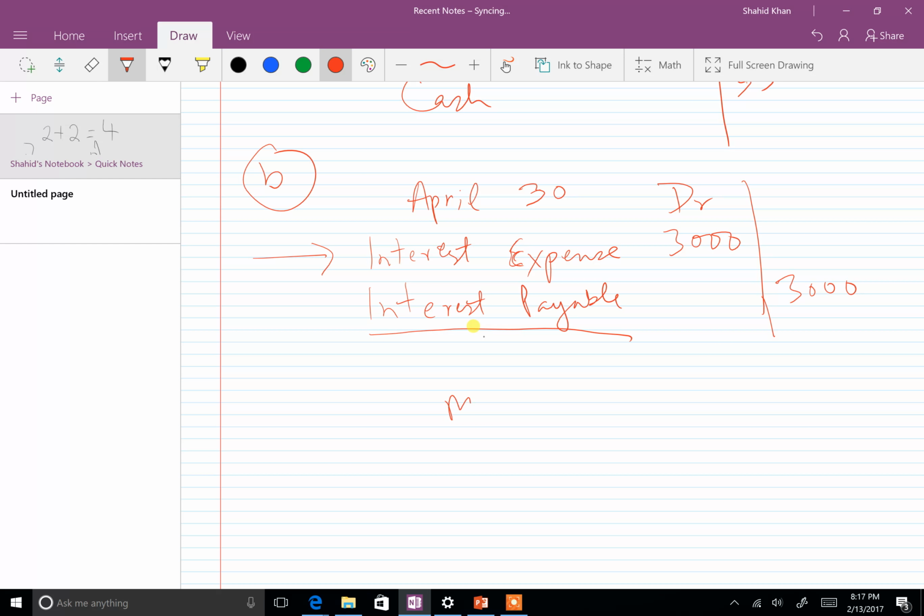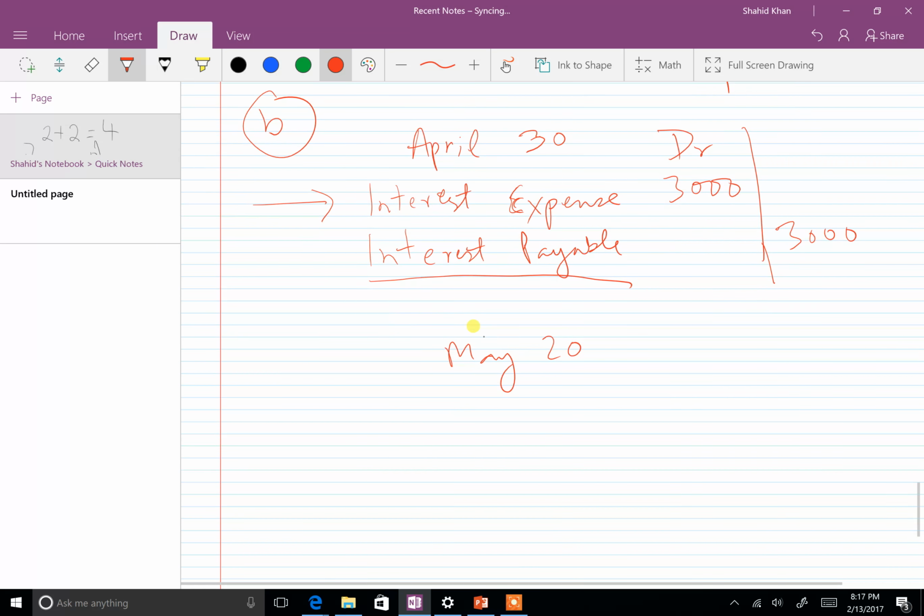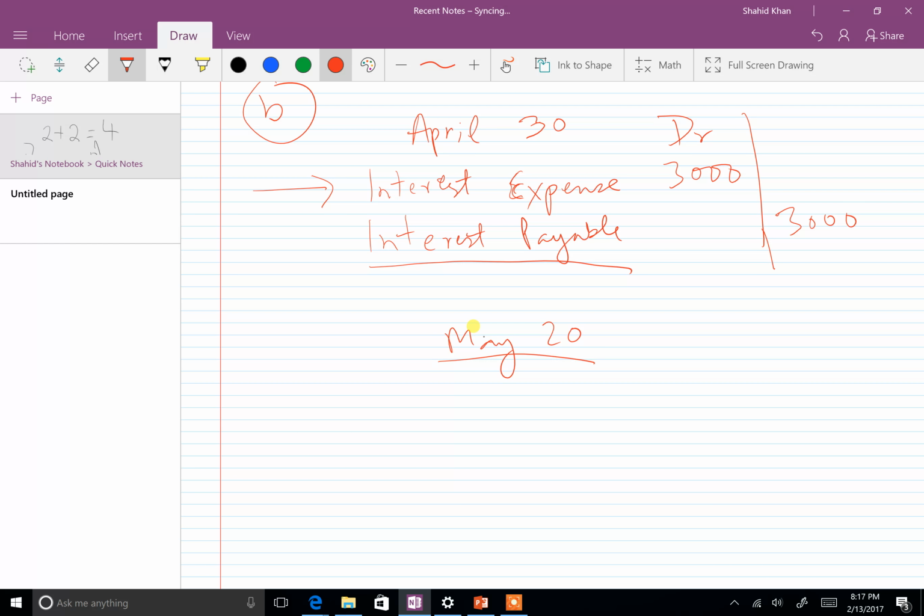So now May 20th, that's when you make the cash payment, right? The question asks how you are going to make this subsequent entry. You have created this payable, and you have to get rid of this payable which you created on April 30th, and you have to pay that. So first of all, you know that this interest payable is going to be debited for $3,000, right? And you know cash is going to be credited for how much? For $9,000. It tells you you paid $9,000 every 20th of each month.